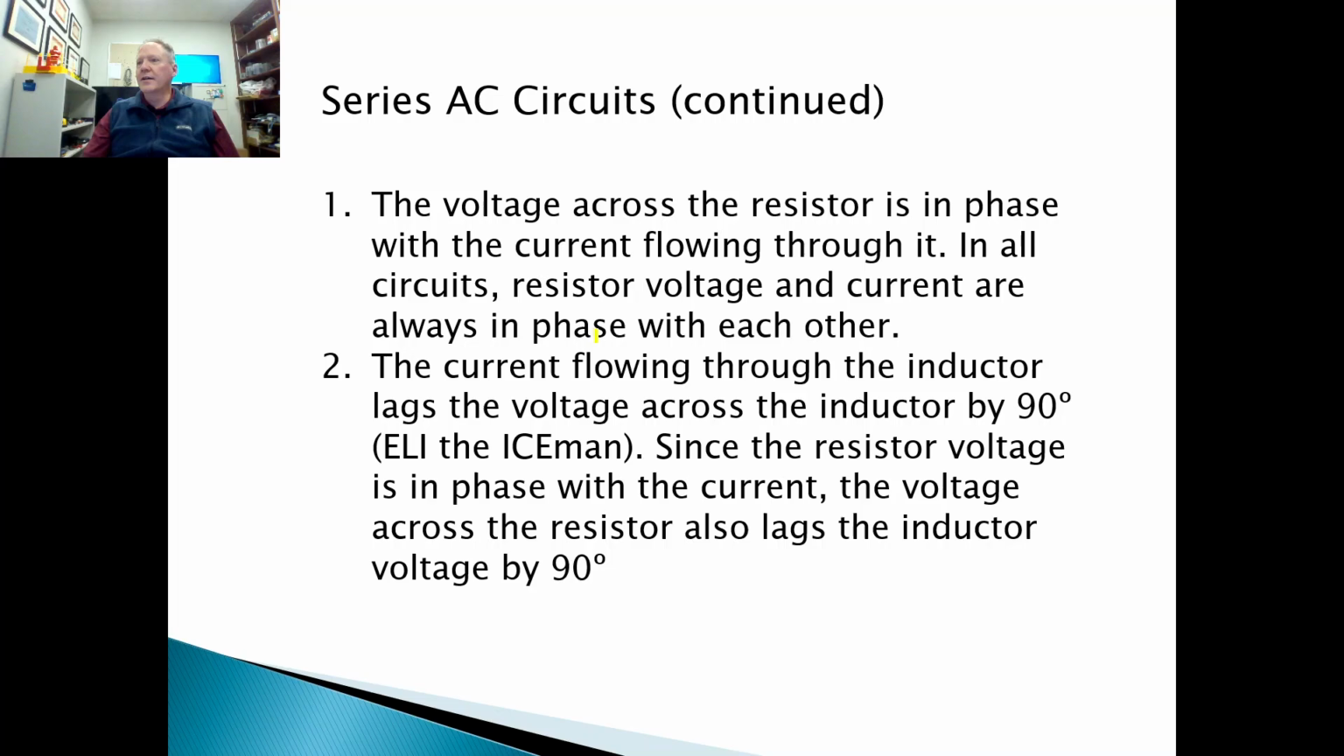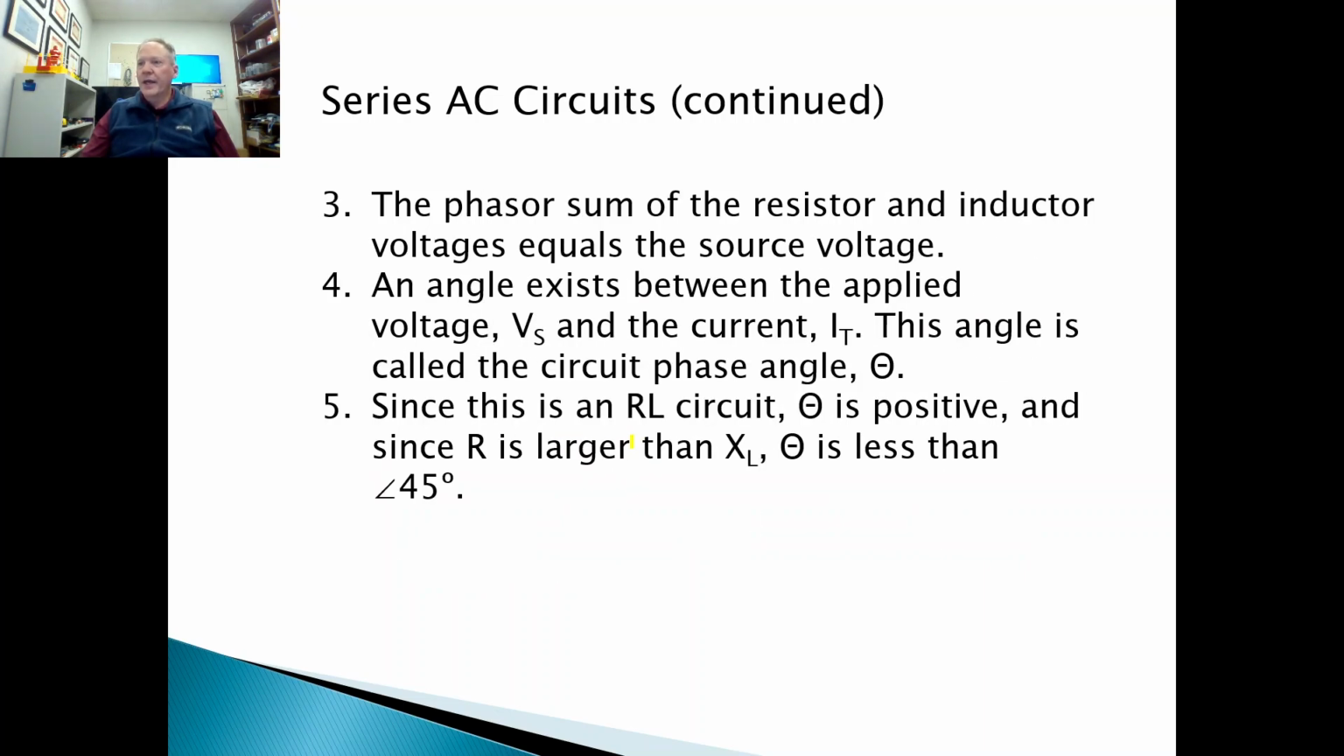All right, so now we know the voltage across the resistor is in phase with the current flowing through it. In all circuits, resistor voltage and current are always in phase. The current flowing through the inductor lags the voltage across the inductor by 90 degrees. Remember, the voltage leads the current. I is for current, not inductor in there. Okay, and then away you go.